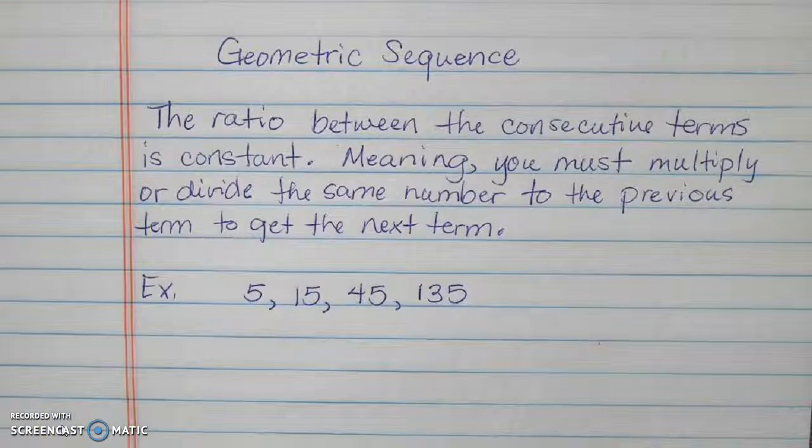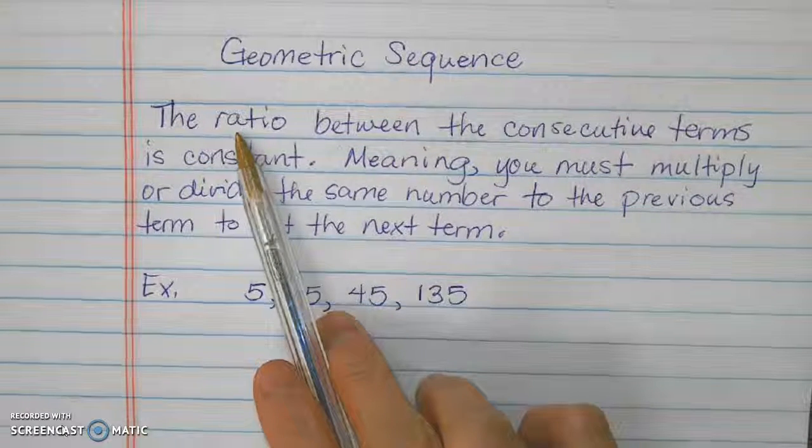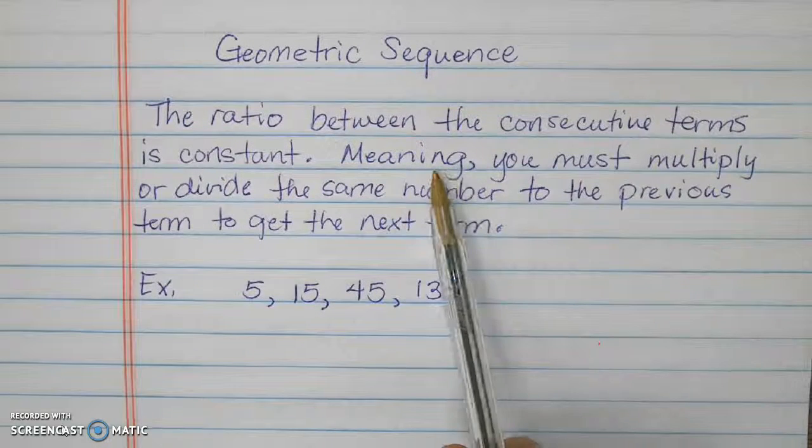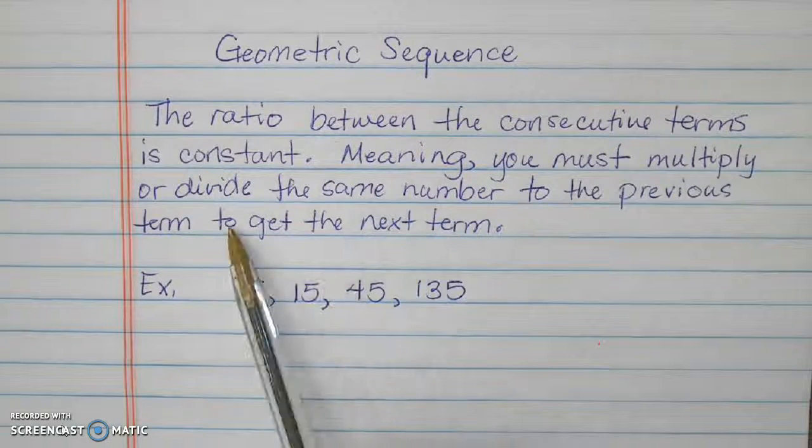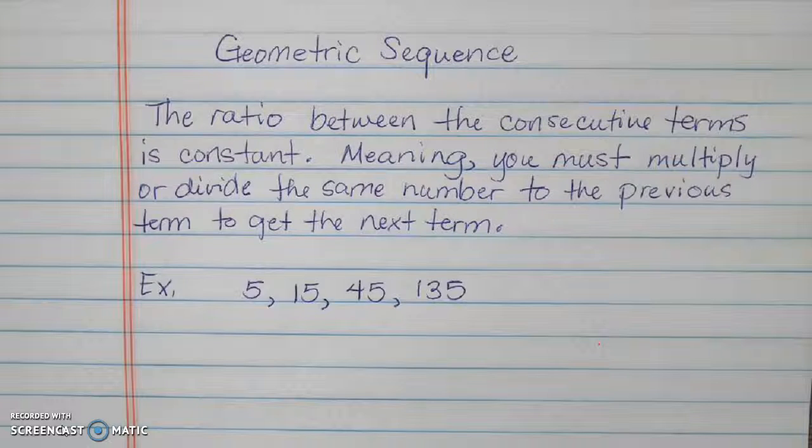Okay, so for our next type of sequence, we are going to discuss the geometric sequence. So what is a geometric sequence? A geometric sequence is a type of sequence where the ratio between the consecutive terms is constant. So now it's no longer the difference, but it's the ratio. So what's a ratio? The meaning of this is that you must multiply or divide the previous term by the same number to get to the next term.